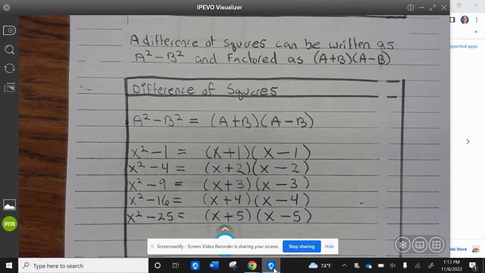All right. Difference of squares can be written as a squared minus b squared and factors as a plus b times a minus b. A squared minus b squared is equal to a plus b times a minus b. X squared minus 1 is equal to x plus 1 times x minus 1. X squared minus 4 is equal to x plus 2 times x minus 2. X squared minus 9 is equal to x plus 3 times x minus 3. X squared minus 16 is equal to x plus 4 times x minus 4. X squared minus 25 is equal to x plus 5 times x minus 5.